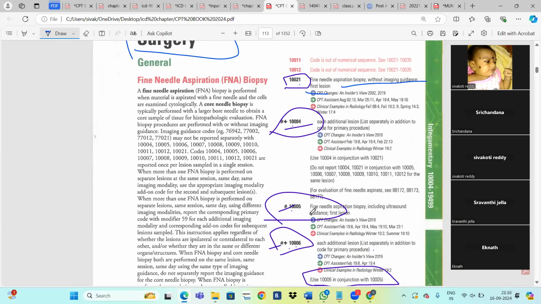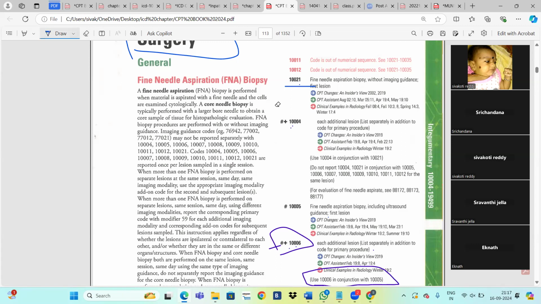10021. Suppose same they done fine needle aspiration biopsy, including ultrasound guidance, first lesion. Then 10005. Correct? 10005. Yes, sir. Yes. So which means if they're done without imaging guidance, 10021. With including ultrasound, they perform same procedure, 10005. So you need to read the procedure complete description and you need to match with the procedure code in CPT.